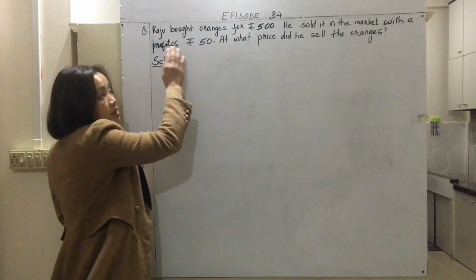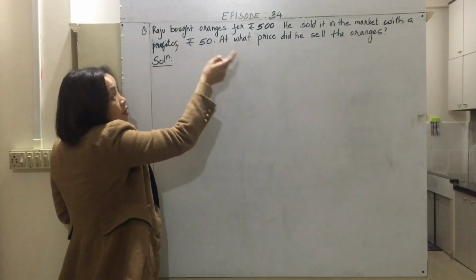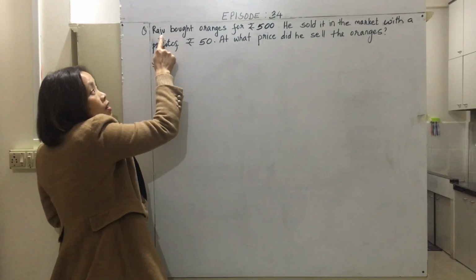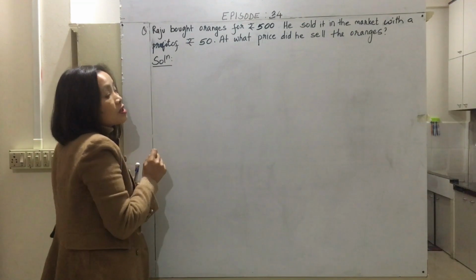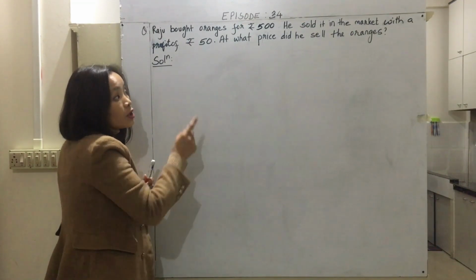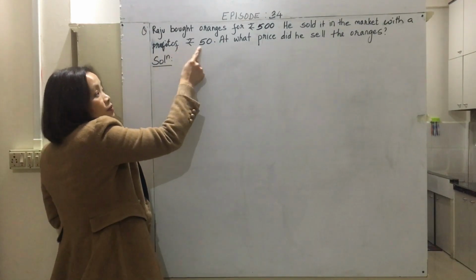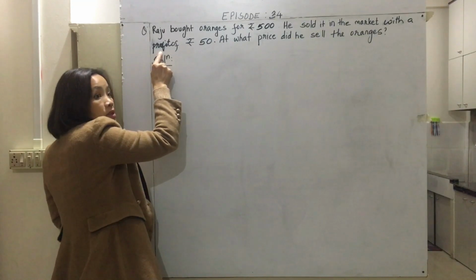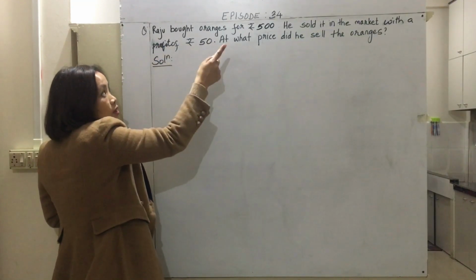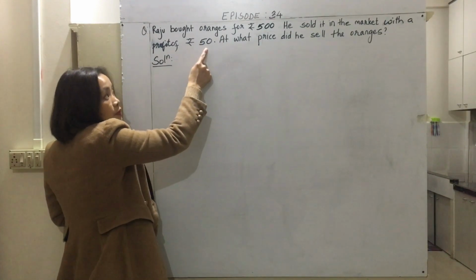Here I have changed the second sentence for the next question. I used the same wordings, but I've changed the second sentence. Now let's look at the question. Raju bought oranges for rupees 500. He bought it for 500. He sold it in the market with a profit of rupees 50. Instead of a loss, here I have written profit, right? He bought it for 500 and sold it with a profit of rupees 50.